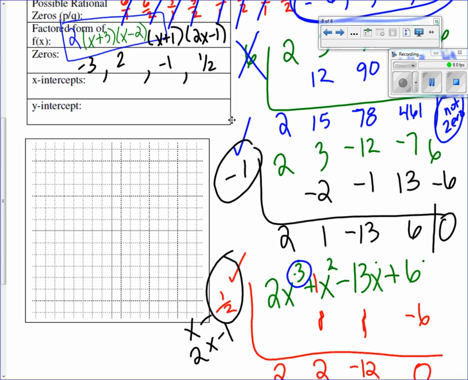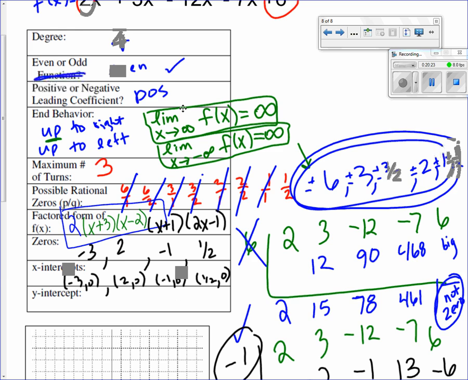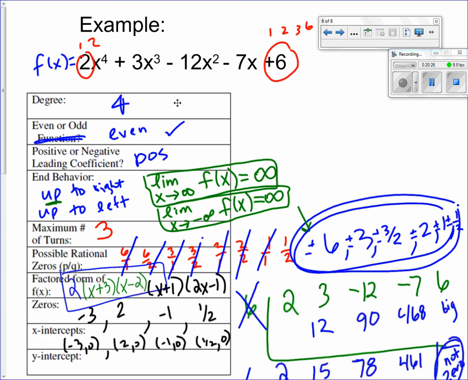Okay, so these are my x-intercepts. My zeros are my x-intercepts. There's an x-intercept at negative 3, 0, at 2, 0, negative 1, 0, and 1/2, 0. What about my y-intercept? Your y-intercept happens when x is equal to 0. So I'm going to go back and look at my original function, and I'm going to put a 0 in. If I put a 0 in, this term becomes 0. 0 cubed is 0. 0 squared is 0. 7 times 0 is 0. So I'm left with 6. So my y-intercept is 0, 6.